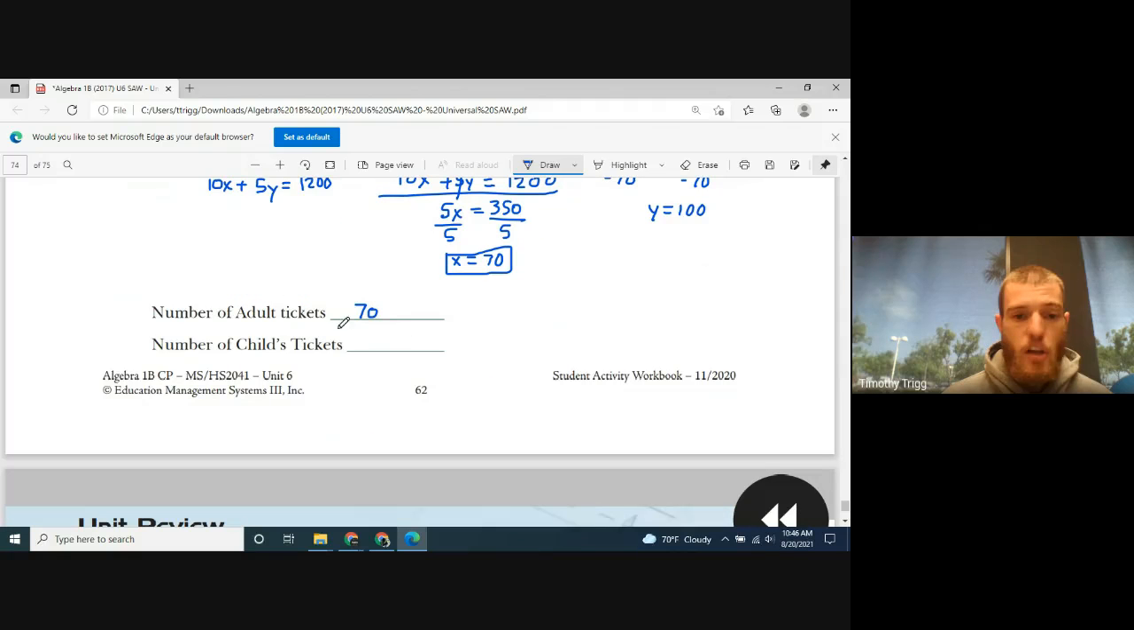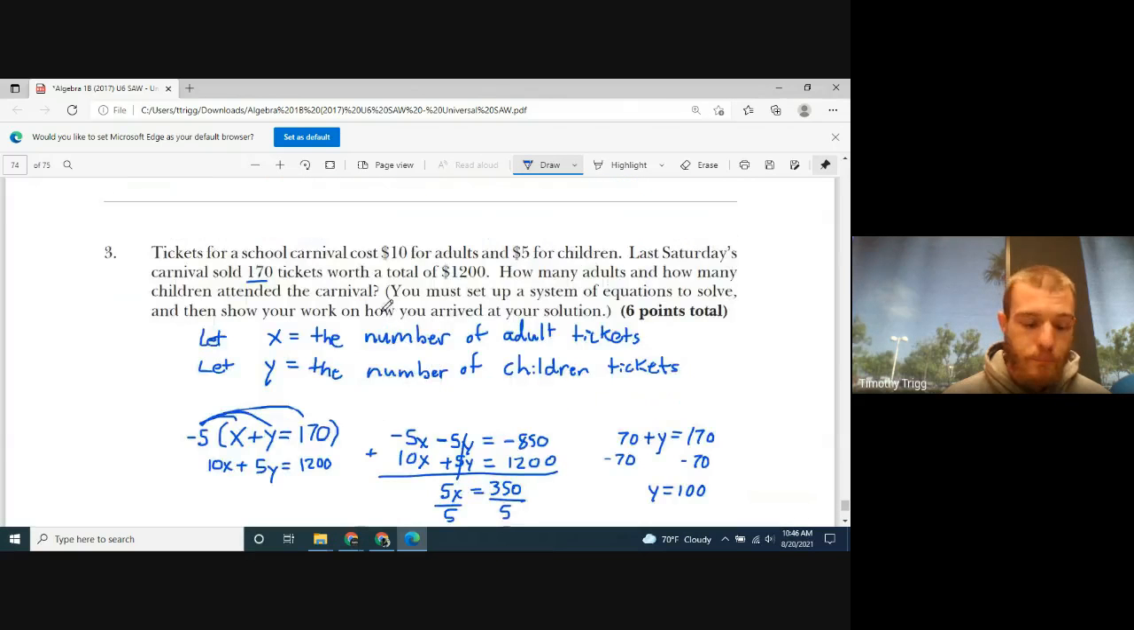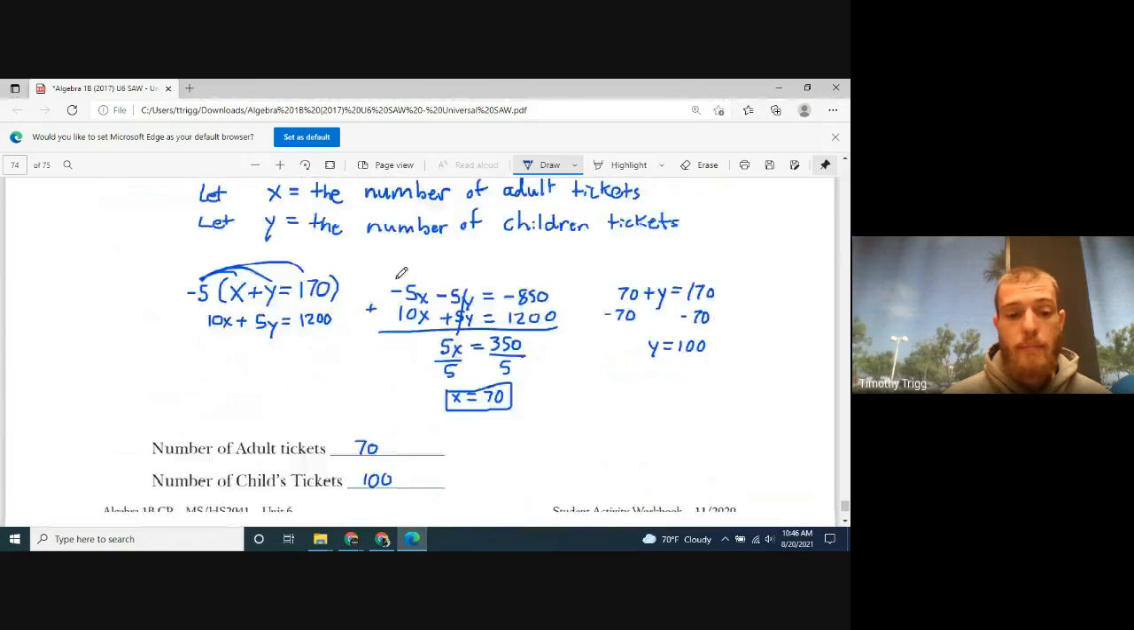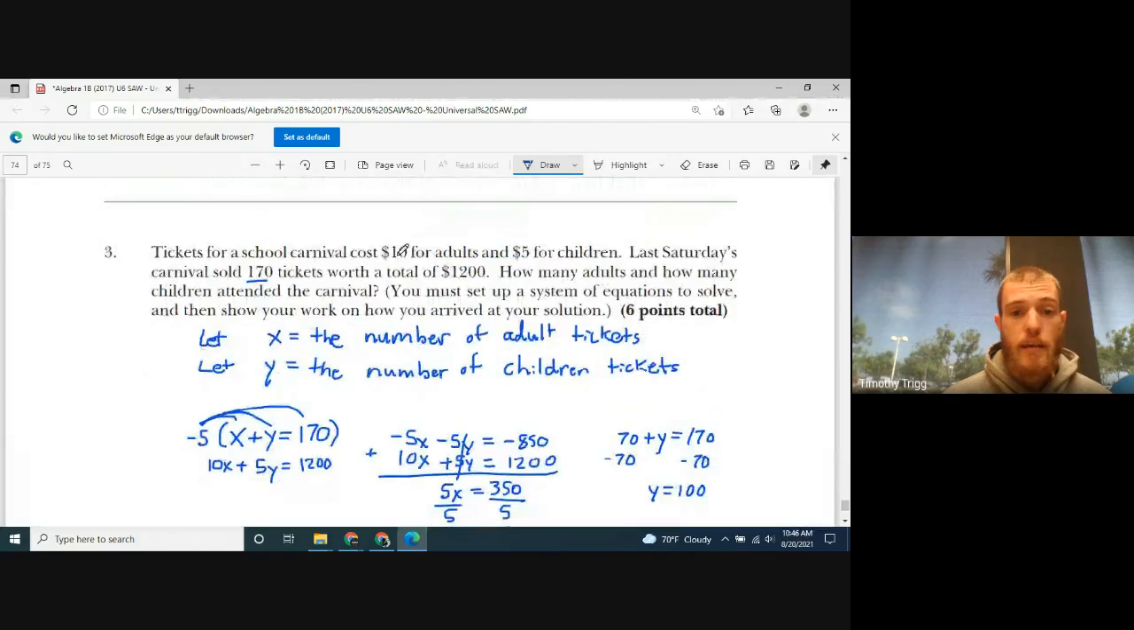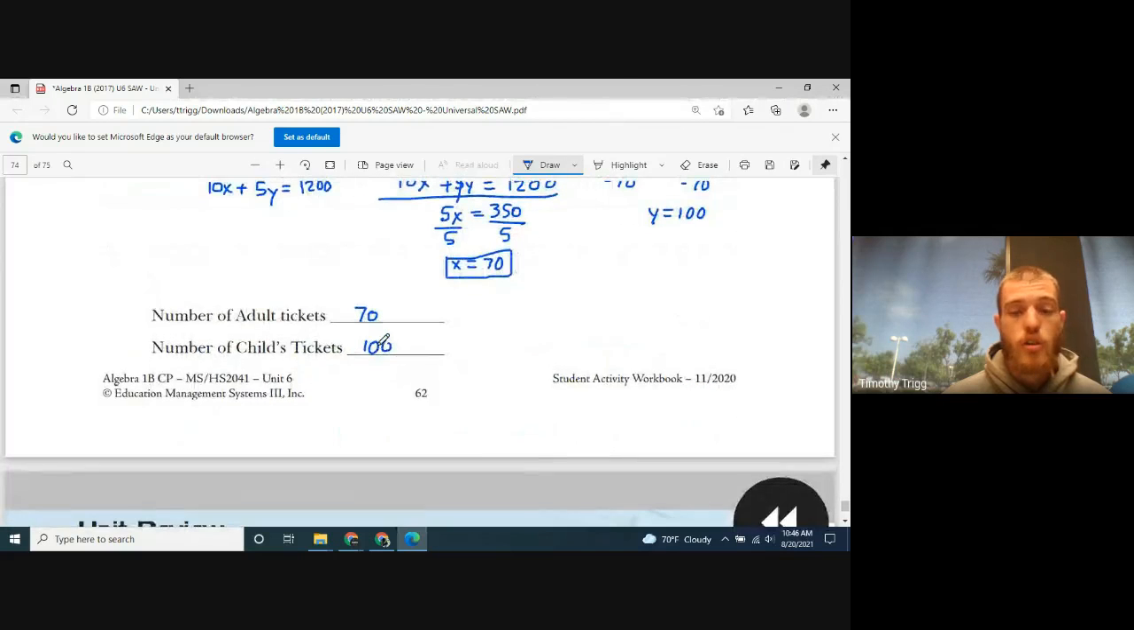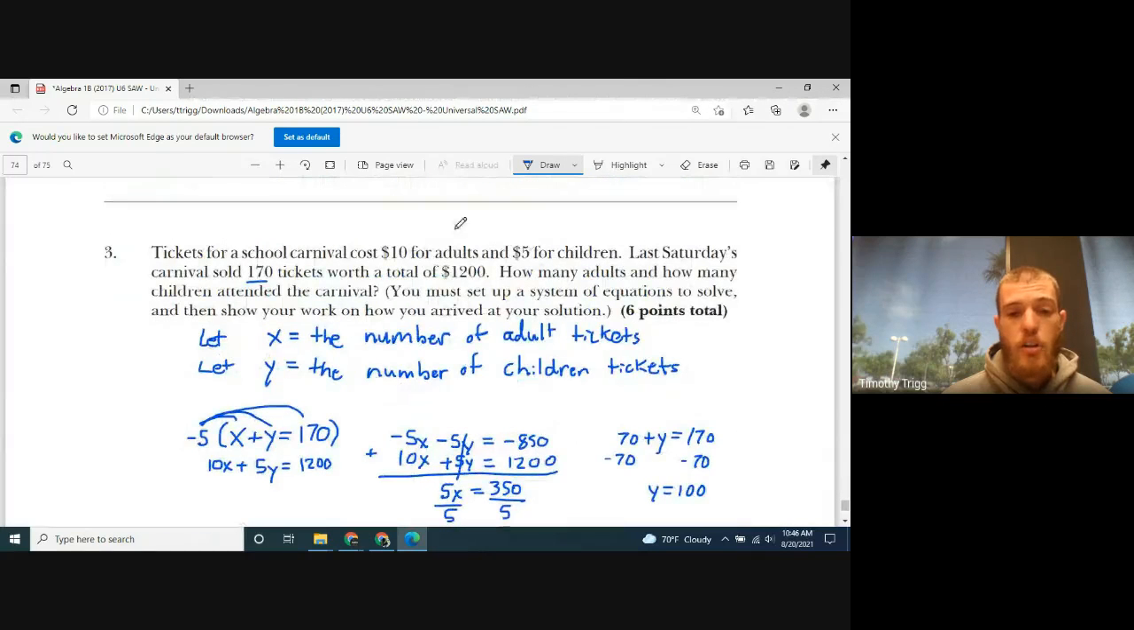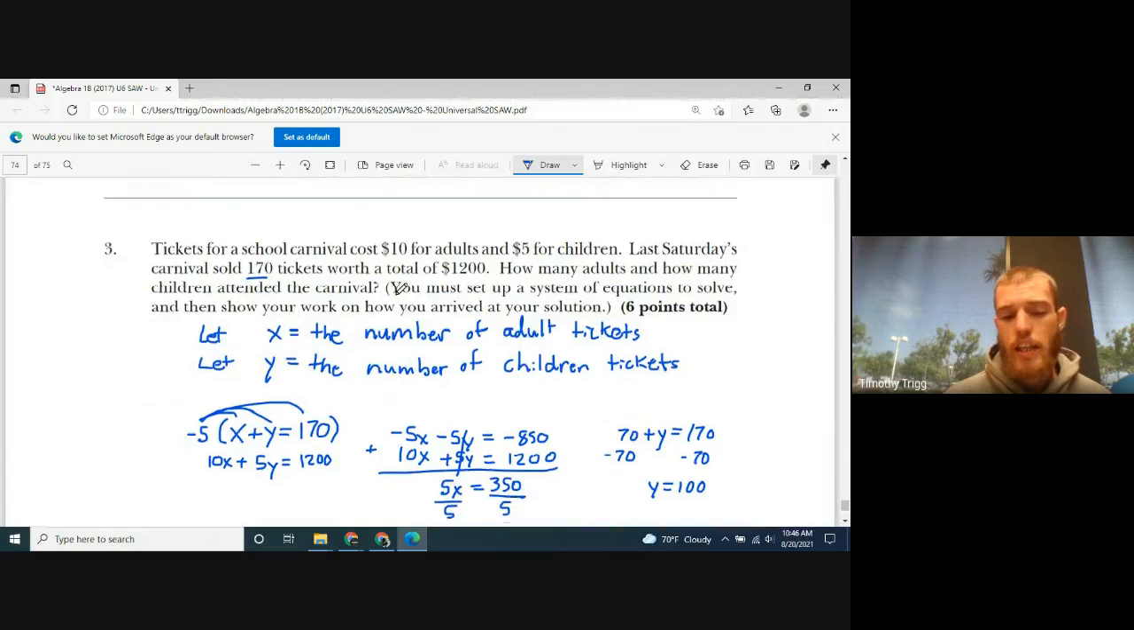So there were 70 adult tickets and 100 children's tickets. And you could always check. There should be 170 tickets. Okay, that's correct. And if you multiplied the 70 adult tickets times 10 and the 100 children's tickets times 5, they should add up to 1,200. So you could check that on your own.